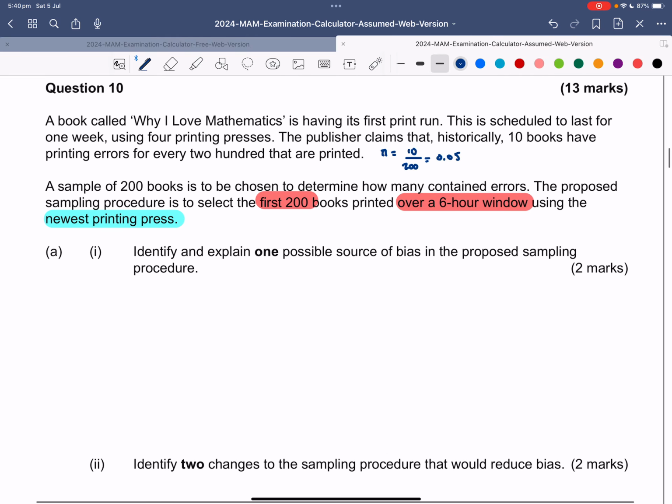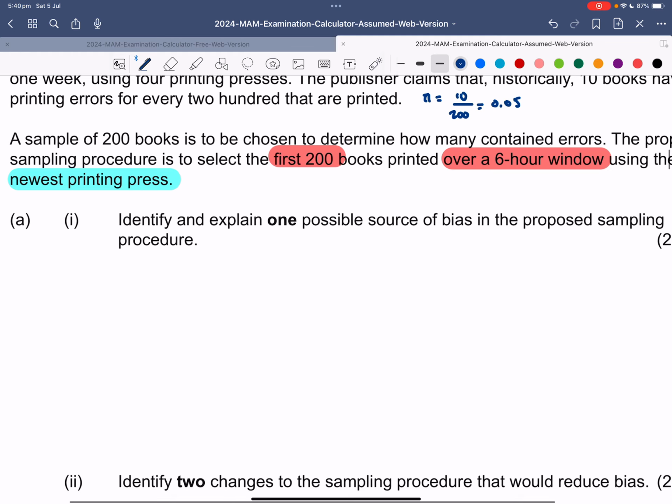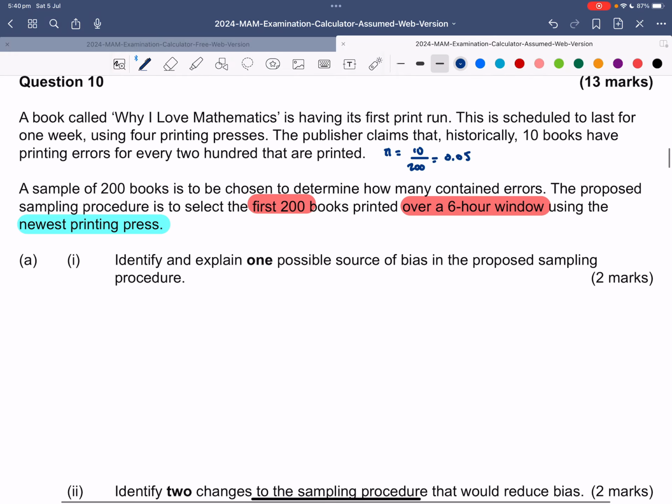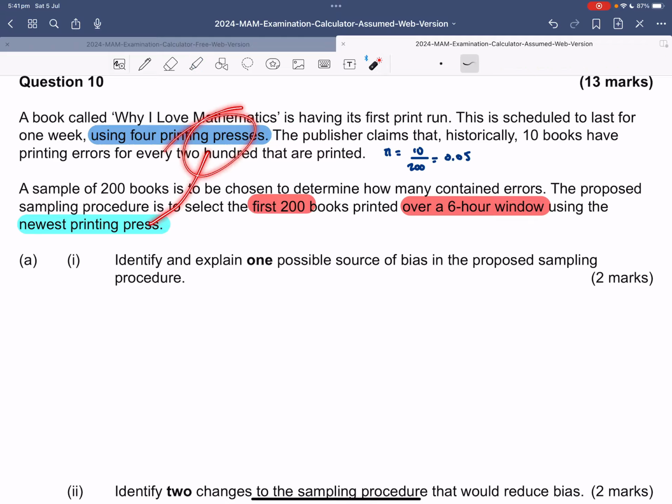That's its issues. So explain one source of bias. How many presses are there? We're even told that there are 4 printing presses. We know that we're trying to figure out the proportion of errors across 4 printing presses. So just using the nearest printing press is not good enough.